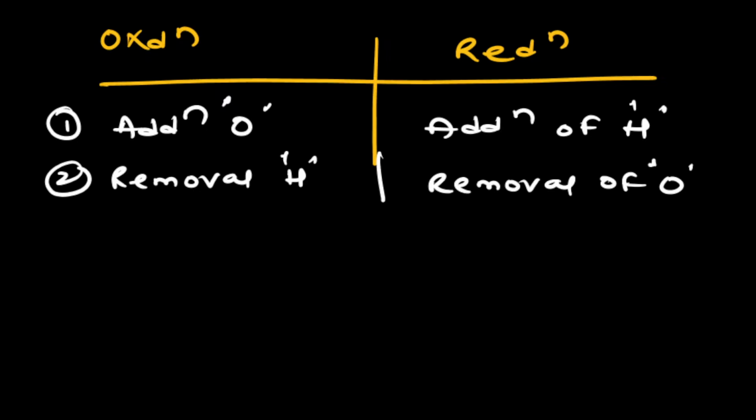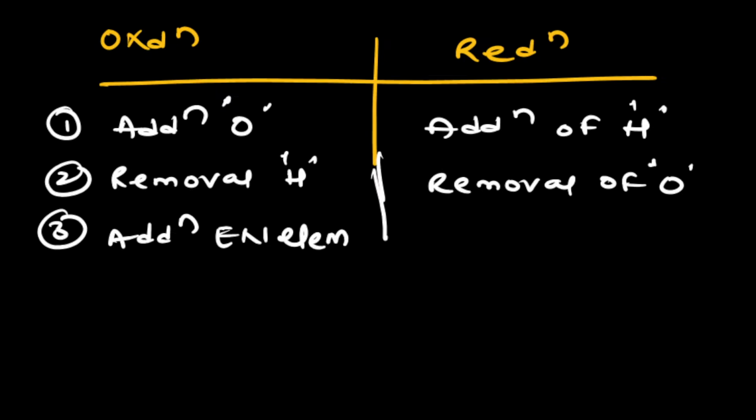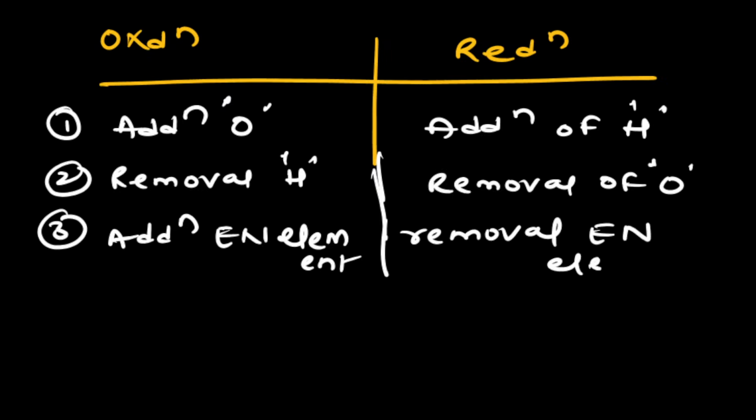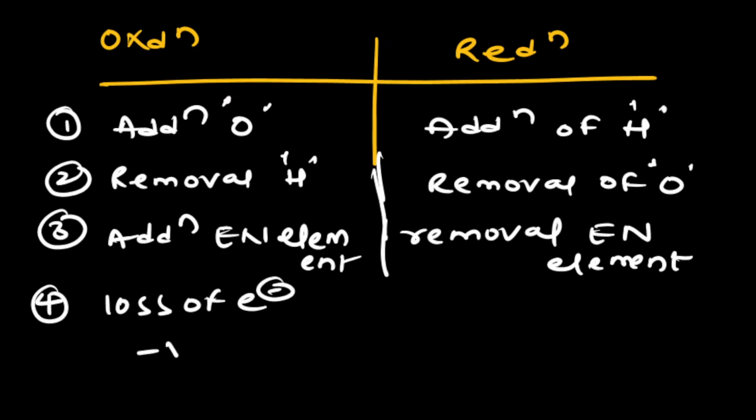Now, addition of hydrogen, and the third one is addition of electronegative element. Now here, removal of electronegative element. Done. Next, a very important point: loss of electron is nothing but oxidation. Loss of electron will be indicated by positive. Now the fifth one is gain of electron.